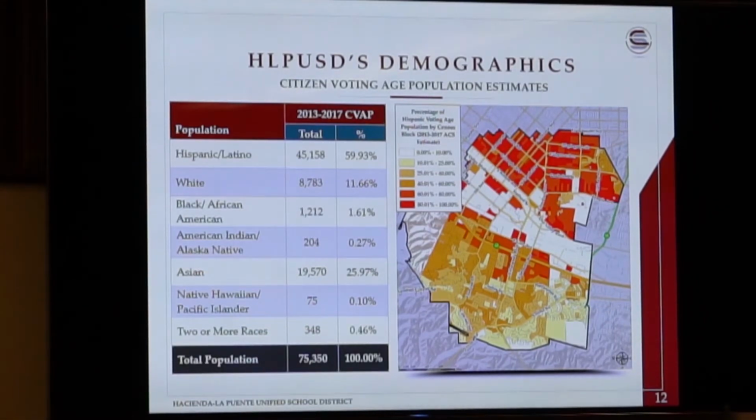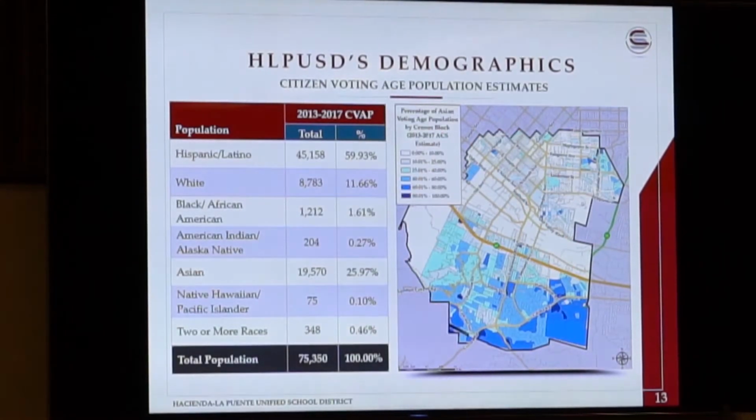The map on the right side of this slide highlights the areas of increased citizen voting age population for the Latino population. The dark red areas are higher concentrations of Latino citizen voting age population. So the darker the red, or that orange color, indicates a higher concentration of that population. We did the same thing when we flip the map here. This is for the Asian citizen voting age population, the other large protected class within the school district's boundaries, and you can see there's a higher concentration more in the south and eastern part of the district where those darker blue colors are.